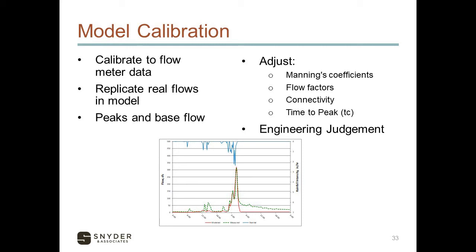Some of the things that we're going to adjust are going to be the Manning's coefficients, which will be the smoothness of pipes that we have throughout the network, flow factors, any peaking factors that we may be employing, connectivity. Sometimes we figure out through the modeling process that certain pipes don't actually connect to each other and they're sending flow in a different direction. So correcting that, and then various time to peaks or time of concentrations that we're seeing.